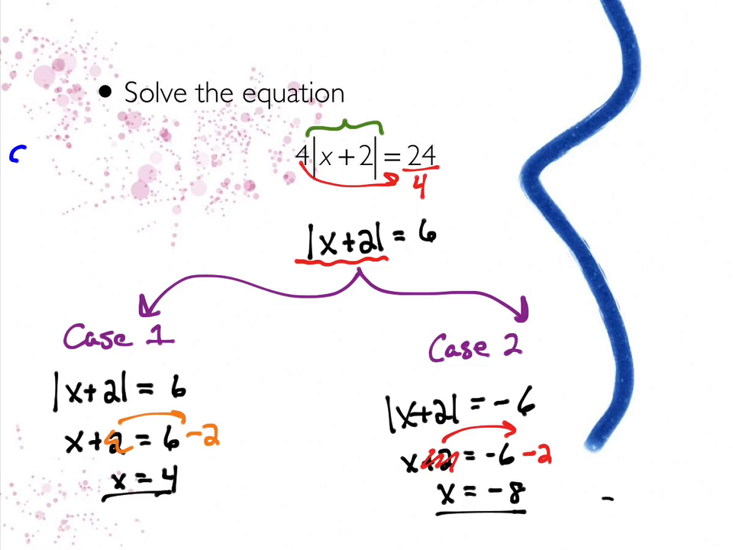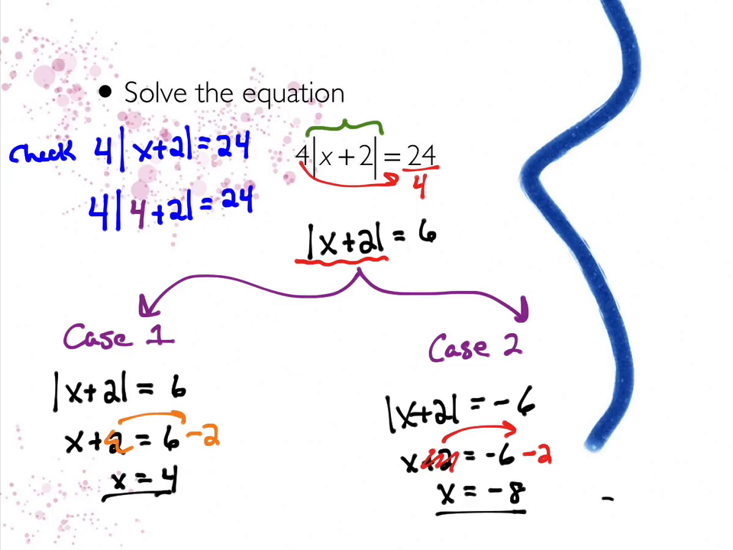So here's my check up here. So I'm going to do 4 times the absolute value of x plus 2 equals 24. So let's just plug in one of these numbers here. Let's try our case 1 answer and we'll plug in 4. So when I do this, I'm going to have 4 times the absolute value of 4 plus 2 equals 24.